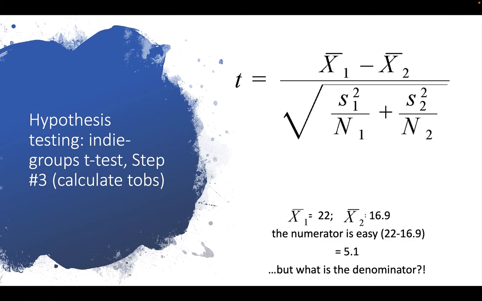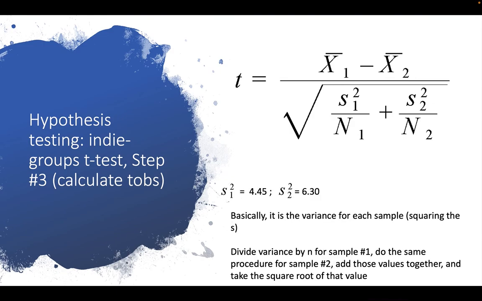It can be a little intimidating, but we'll go through it step by step, and I promise it's a lot more simple than it looks. So for S1 squared, you're going to take your standard deviation and square it, which gives us 4.45. For your standard deviation for group 2, you'll square it, and that gives you 6.30. Basically, it's the variance for each sample. That's how we determine it, by squaring our standard deviation.